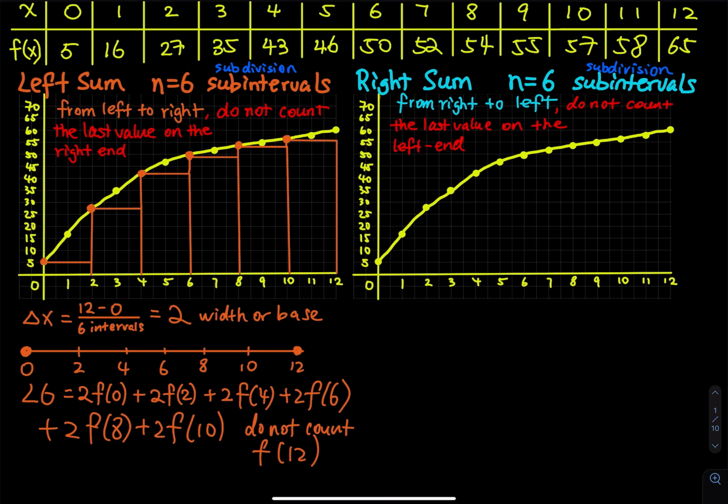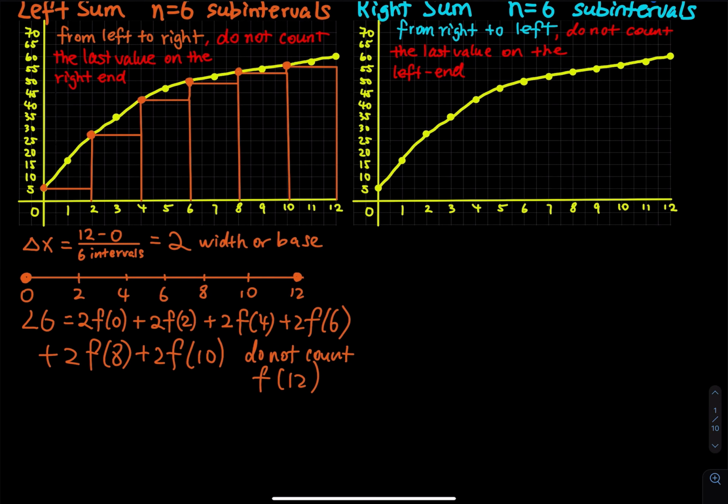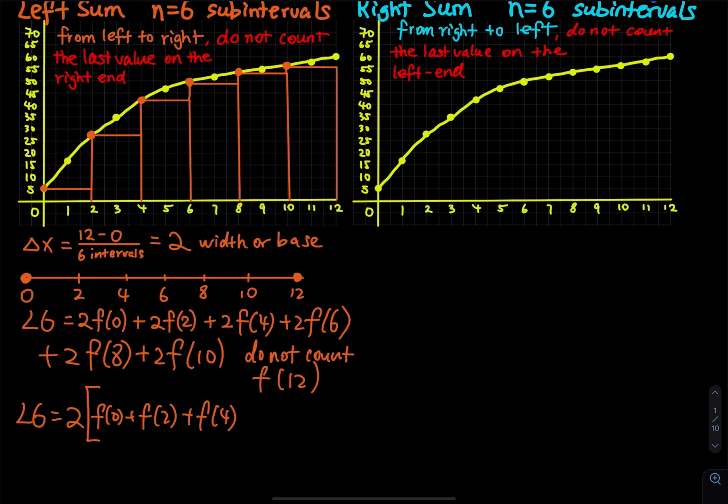And then the way that every textbook writes it is they will just factor out the 2. So they will write L6 equals 2, and then they put everything in a square bracket to put this in a more compact form. So let me quickly write that for you. F of 0, f of 2, f of 4, f of 6, f of 8, and then f of 10.